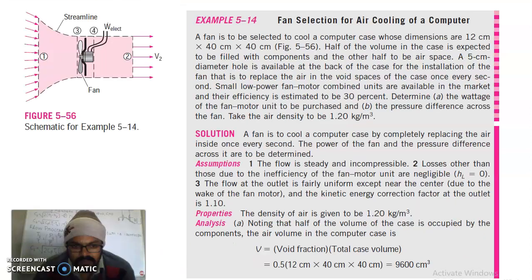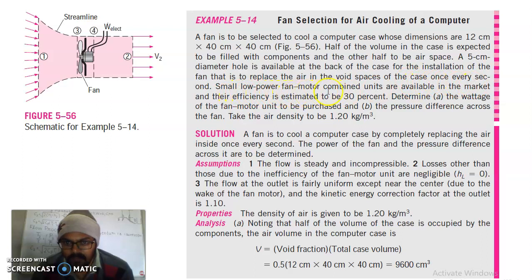Fan selection for air cooling of a computer. So this is the fan here which is used to cool the computer. A fan is to be selected to cool a computer case whose dimensions are 10 cm by 40 by 40 cm. Half of the volume in the case is expected to be filled with the components and the other half to be air space. A 5 cm diameter hose is available at the back of the case for the installation of the fan, that is to replace the air in the void space of the case once every second.